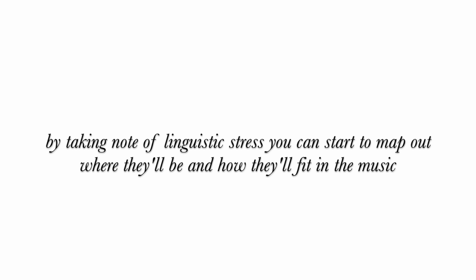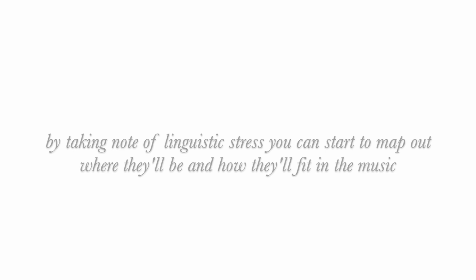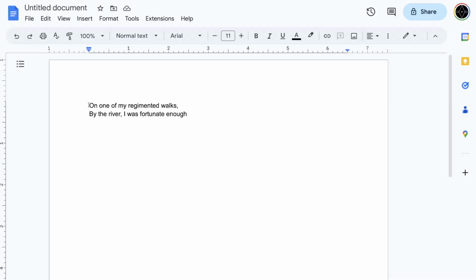You can do this in notation software like this. You can do this in a DAW, no problem. You can do this just with pencil and paper, or right here in a text document, just by doing something like on, create an underline like that, on one of my, that's something, my regimented, right? So then maybe regimented is supposed to be big, so maybe right?